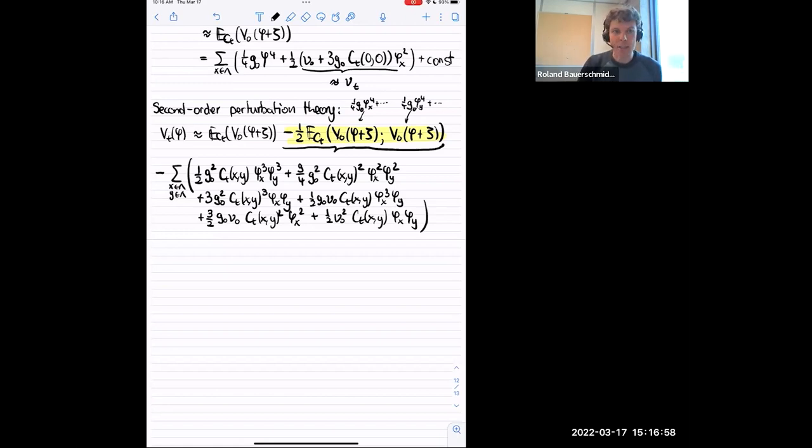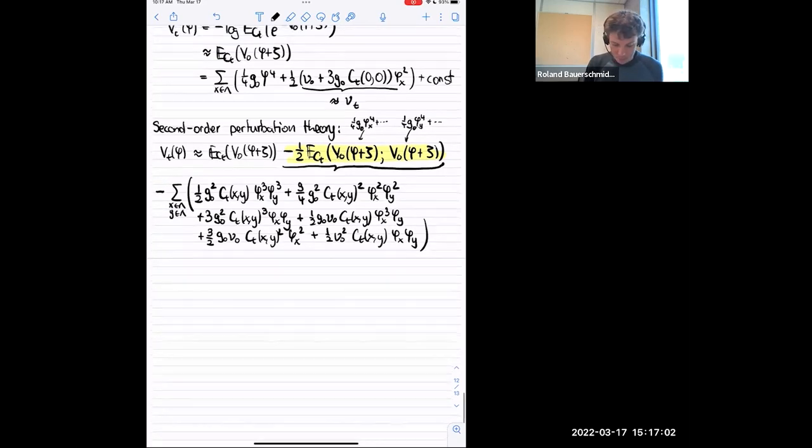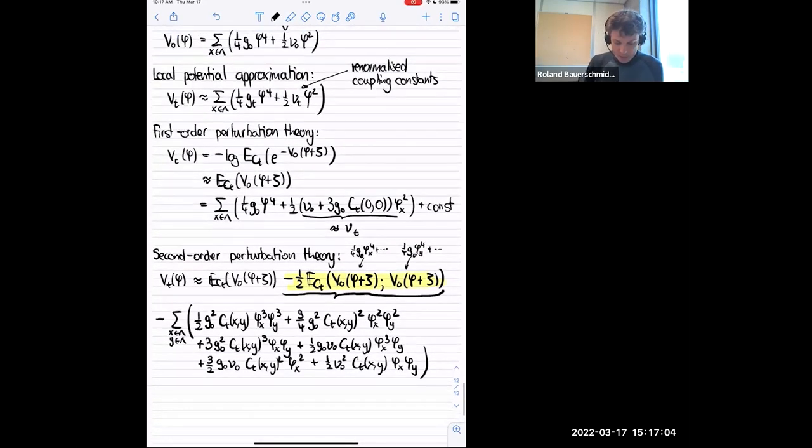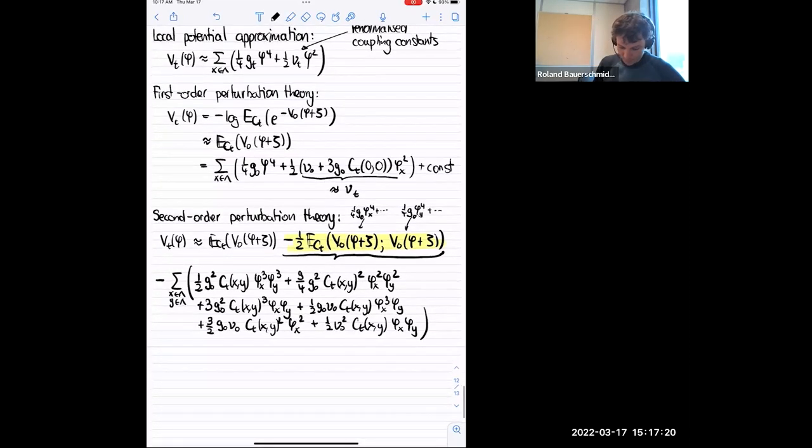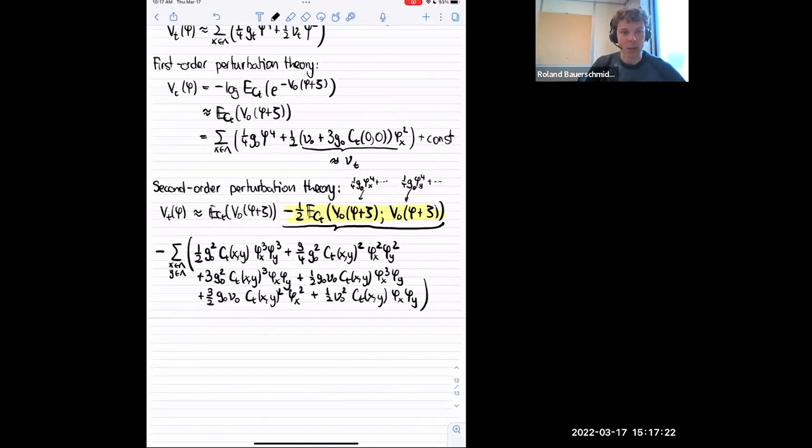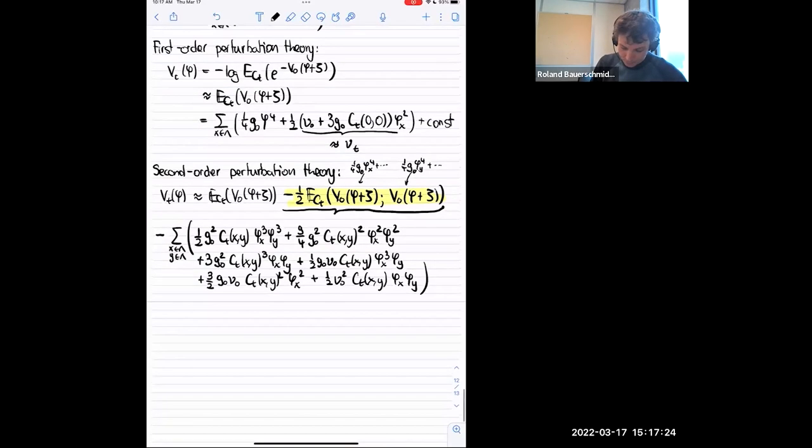And not only does it look a lot messier, there's also conceptually something that happened. While in first order perturbation theory, the local potential we started with reproduced itself, it's not the case to second order. We get all sorts of terms like phi x, phi y, where x and y are not at the same point. So they're not as local anymore as in the beginning.